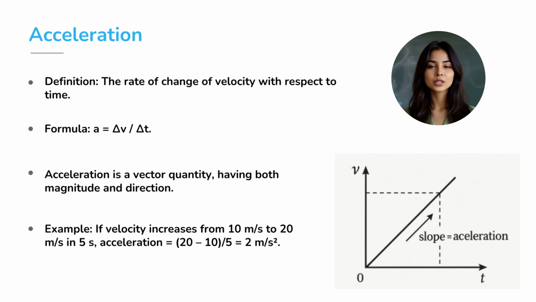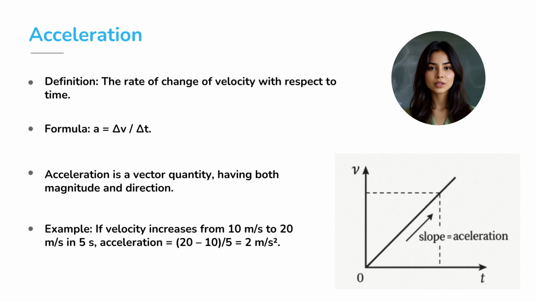Next comes acceleration. Acceleration measures how velocity changes with time. Formally, it is the rate of change of velocity per unit time. The formula is A equals ΔV divided by ΔT. Since velocity itself is a vector, acceleration is also a vector.